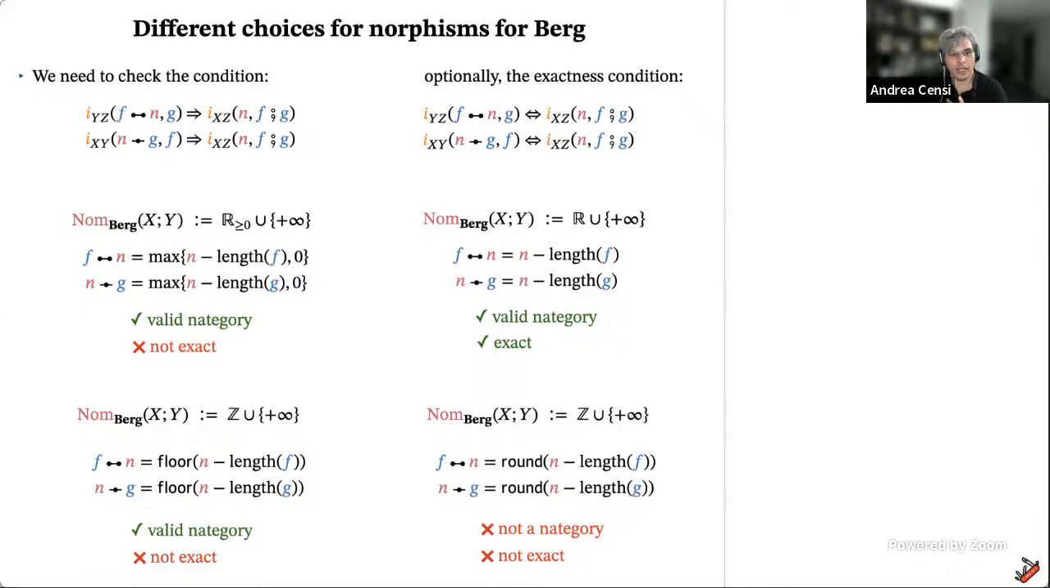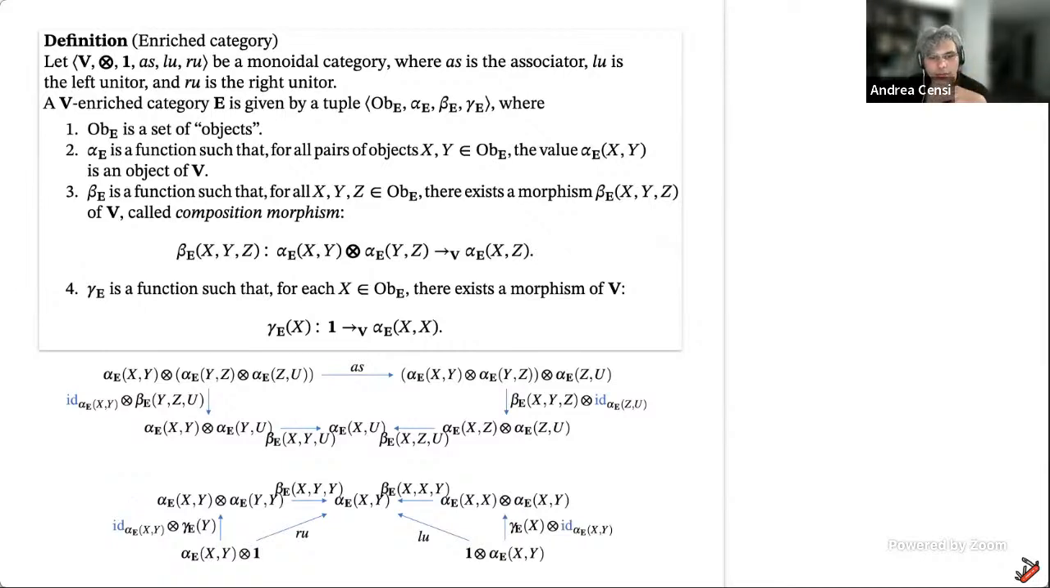Okay, so I will now go to the next part. And the next part is about using enriched category theory to recover this structure. This is the definition we're going to use. I will just read it for the notation. If you have a monoidal category V, a V-enriched category E is given by a tuple of E, alpha E, beta E, gamma E. So E are the objects, alpha of X and Y gives you an object of V, and beta is the one that, given a triple, gives a morphism of V. And finally, gamma is the one that goes from the unit to alpha of X, X.